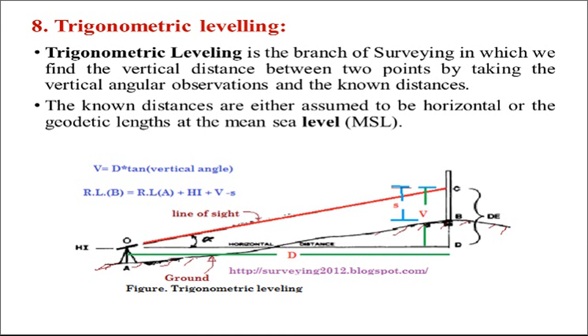So this is regarding the classification of leveling, in which we have seen profile leveling, also known as longitudinal sectioning, then cross sectioning, then trigonometrical leveling, and finally the reciprocal leveling. So this is regarding the different types of leveling, or we can say classification of leveling. So this is enough in this lecture.